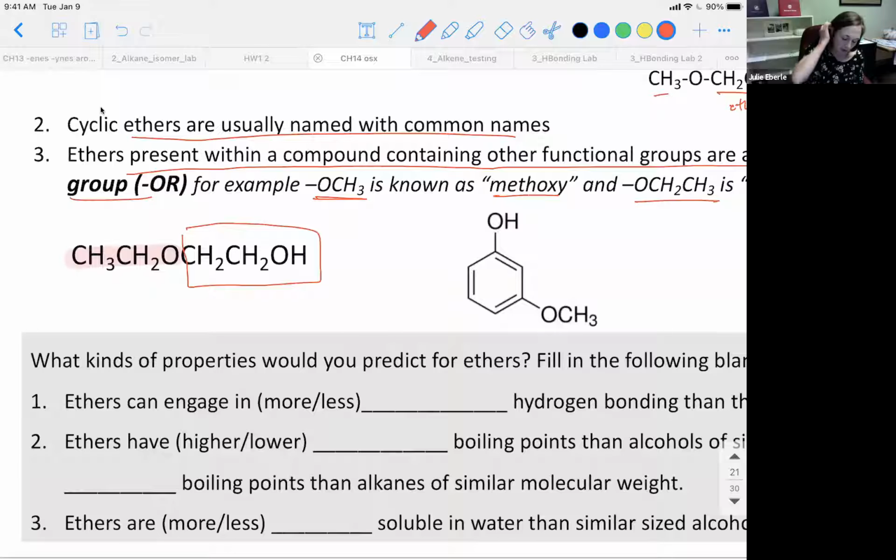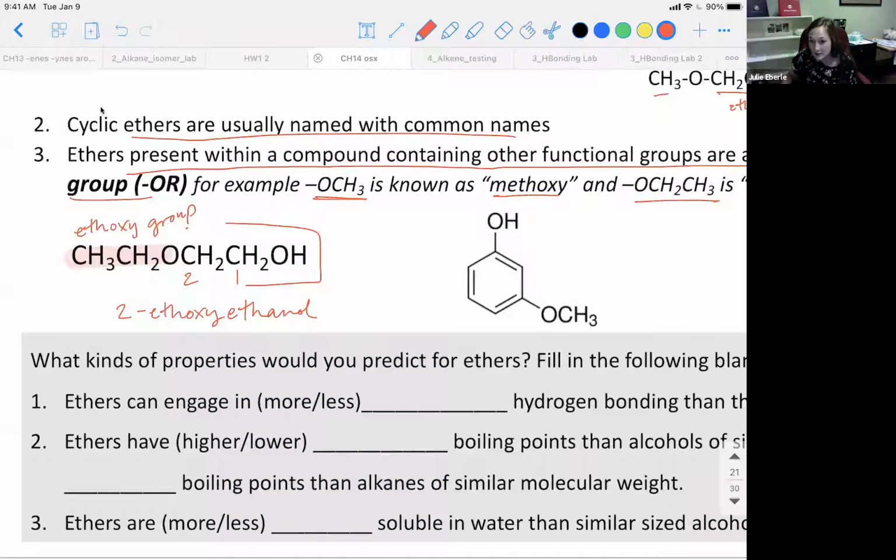So we're calling this an ethoxy group. And guess what? It is attached at carbon 2. We're calling this carbon 1, carbon 2 of ethanol. So it is 2-ethoxyethanol. And this is where my mind is just like, oh my gosh, are you kidding me? With organic chemistry.